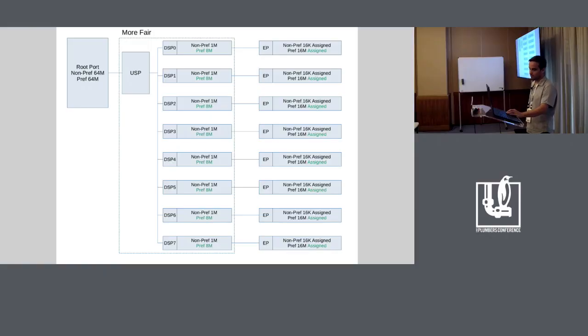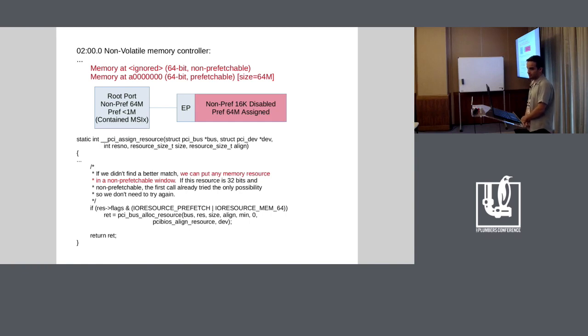Okay, so I have another reason for the mandatory and optional bars, and I'll show you another use case that I ran into. I had a root port with 64 megabytes of non-prefetchable space and less than 1 megabyte of prefetchable, because it contained MSI-X. So there was no prefetchable space for the subordinate bus. The max-first resource assignment code assigned the prefetchable bar first on the endpoint, and then the non-prefetchable was completely disabled. So this device was effectively useless, even though the NVMe driver bound to it. And that's the piece of code that says we can do this. If we had mandatory and optional bars, something like this wouldn't happen.